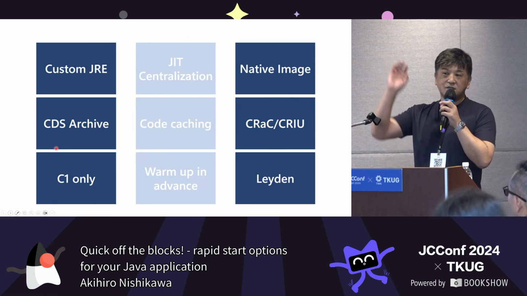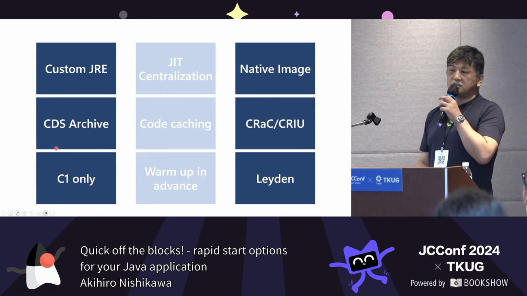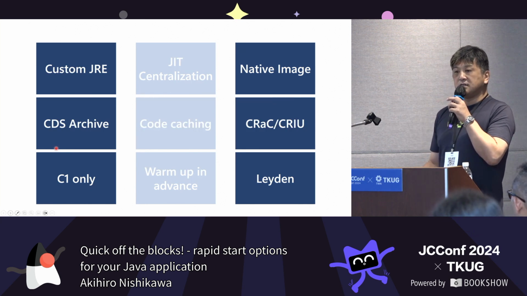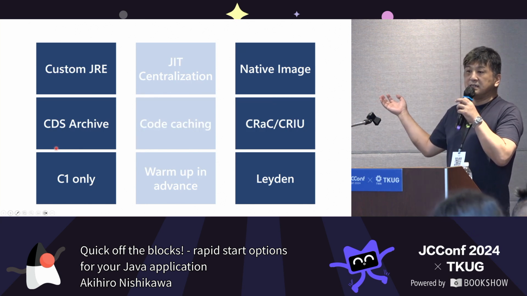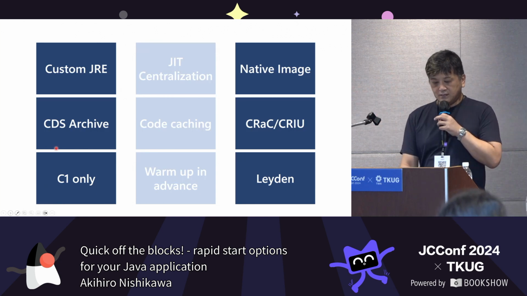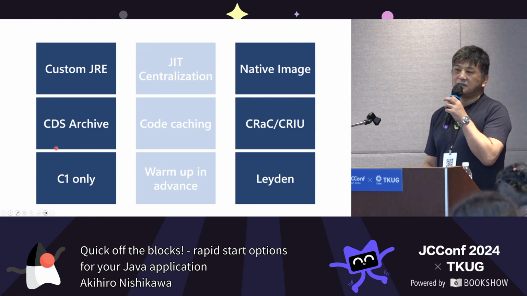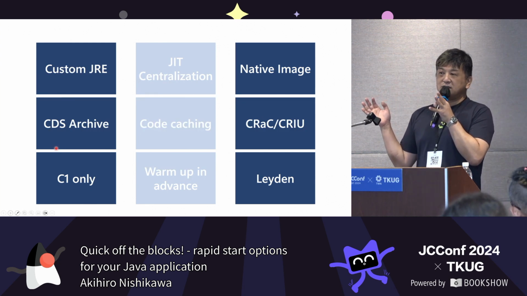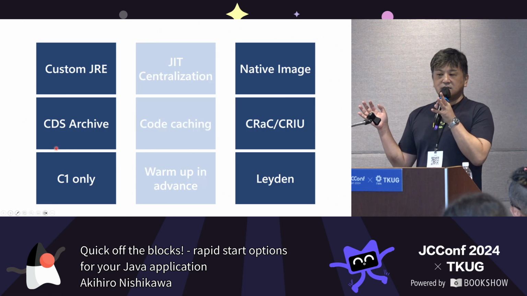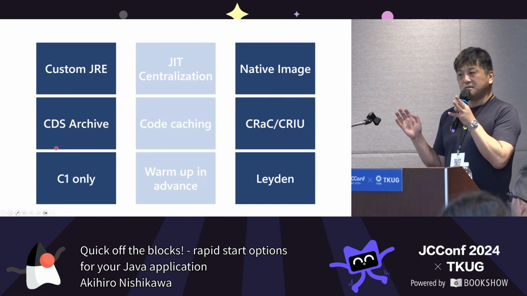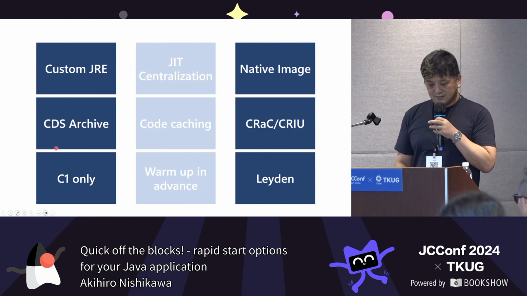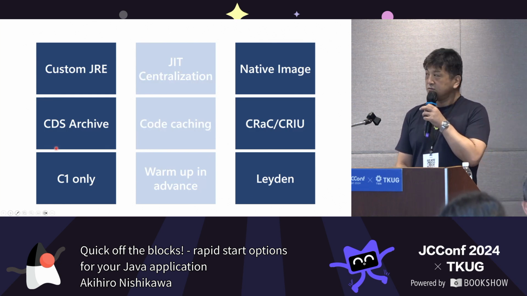CDS archive. As you know, CDS was introduced in JDK 9 and improved in JDK 11, 12, 13, and the C1 compiler only option. If you have super short-lived applications, C1 only is the main option. And native image, as you know, GraalVM native image, and CRaC.